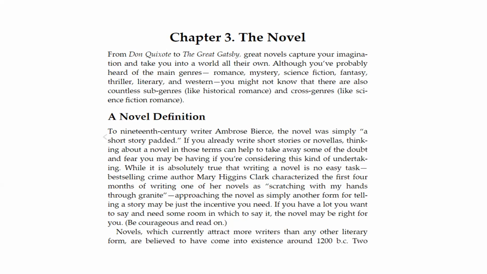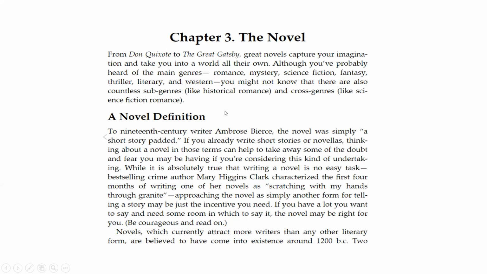Although you've probably heard of the main genres or themes, romance, mystery, science fiction, fantasy, thriller, not to be confused with Michael Jackson's Thriller. You guys might even be too young for that. Literary and Western, you might not know that there are also countless subgenres. Sub means not as popular or less known themes, like historical romance. So I guess that might be something like couples falling in love during the Civil War, and then cross genres. So genres are themes that cross, like science fiction romance. There's a lot of science fiction movies out there, but most of them don't have romance. They have aliens, right? That's the main theme. Okay, so here we go.